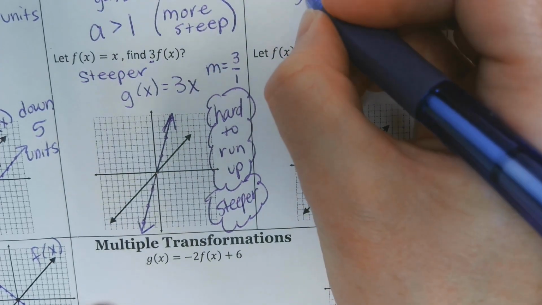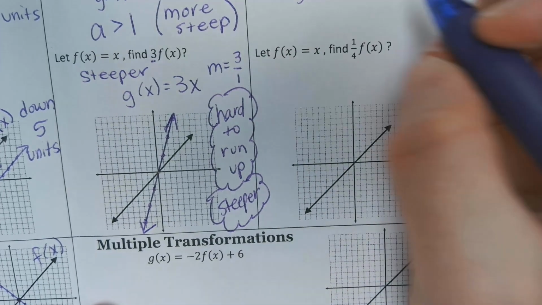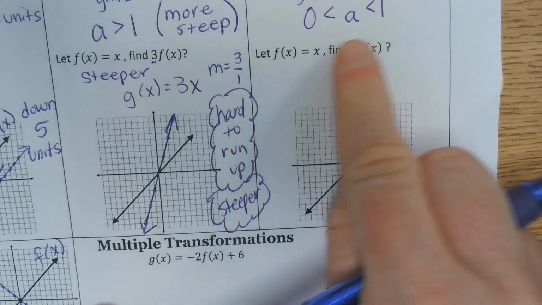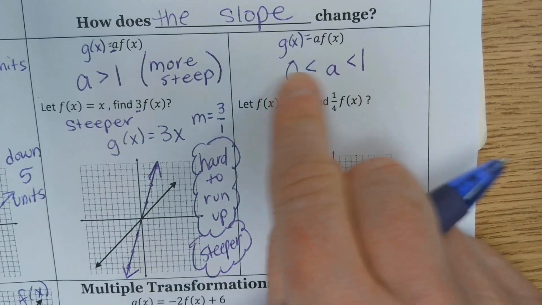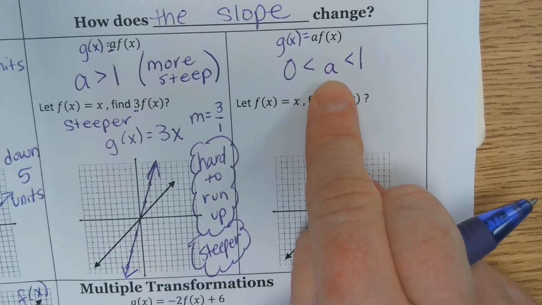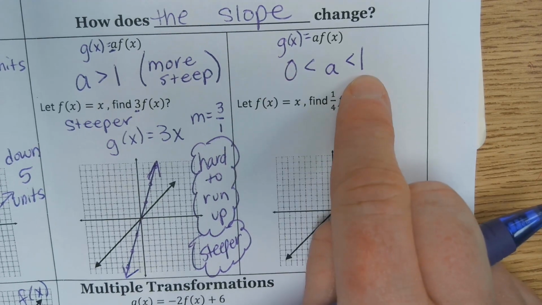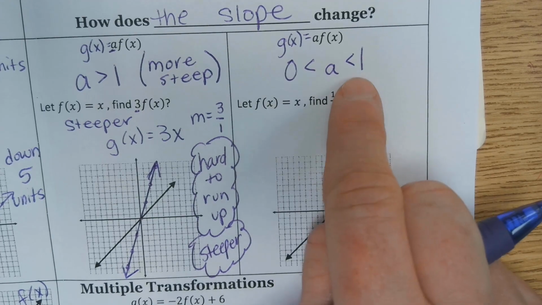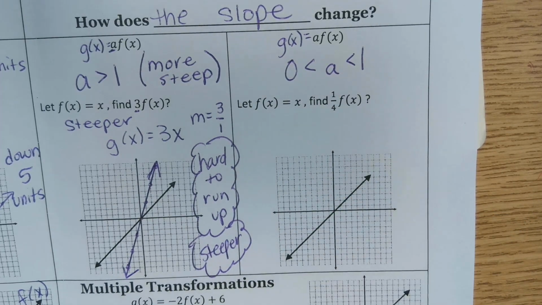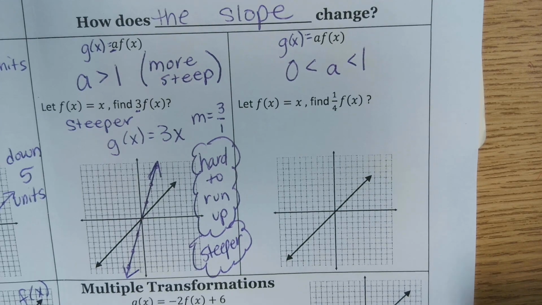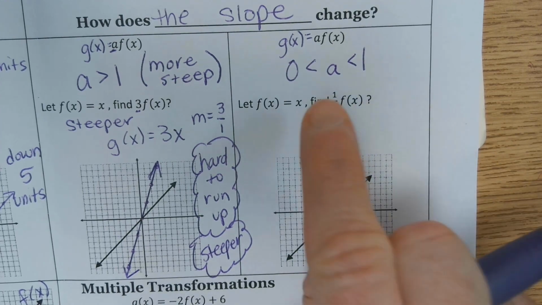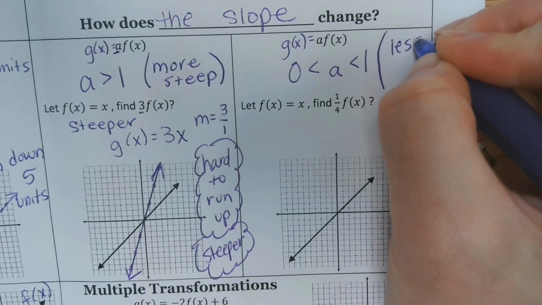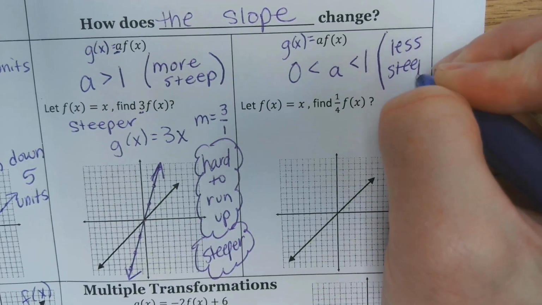So let's say that g of x is a f of x, but a is between 0 and 1. As we've seen with domain and range, if you have a variable in the middle and two numbers on the outside and it's less than, then that means the a value is between 0 and 1. We don't care about negatives when we talk about steepness. Negative determines reflection. But this determines that it's less steep by a certain factor.